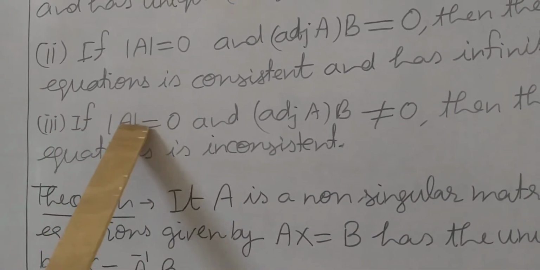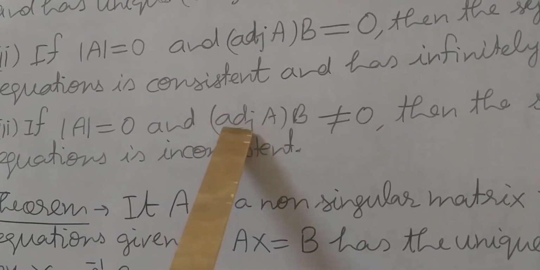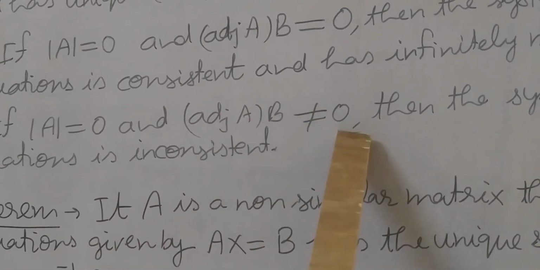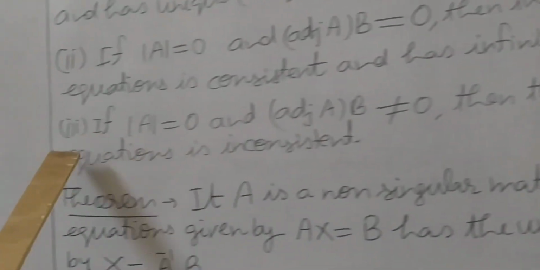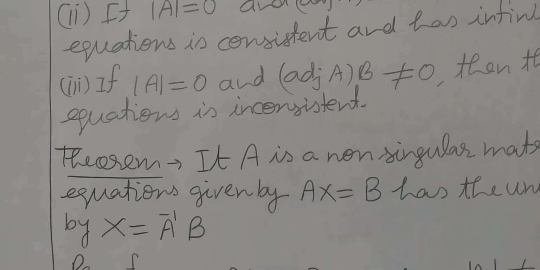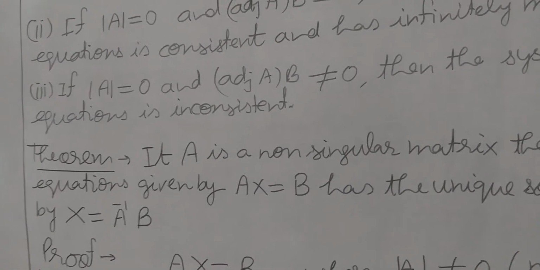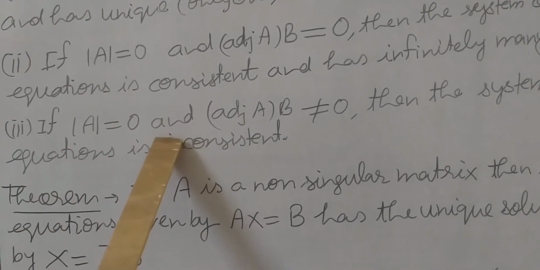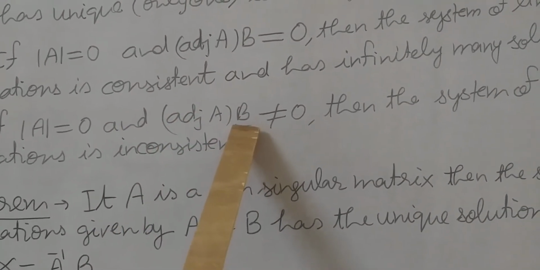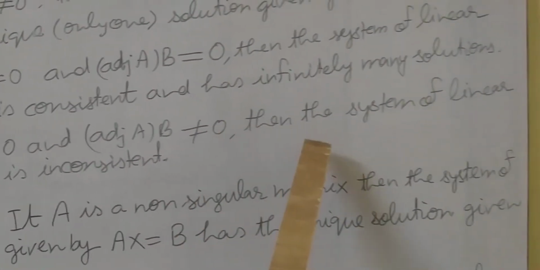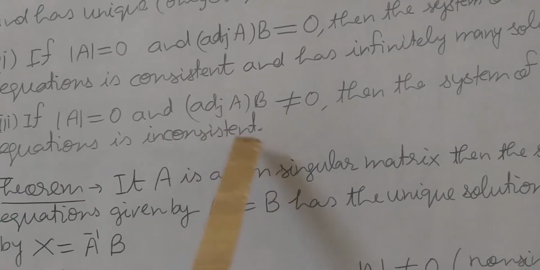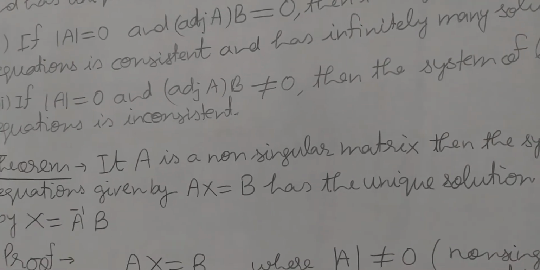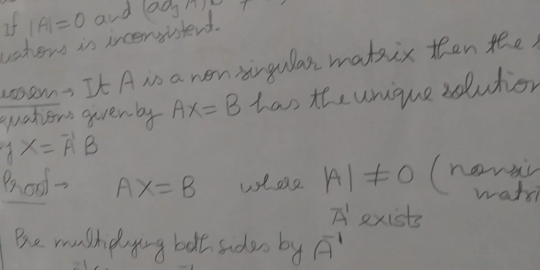Students, if determinant of A equals 0 and adjoint A into B is not equal to 0, then the system of linear equations is inconsistent and has no solution. Okay students, so these are the three cases.